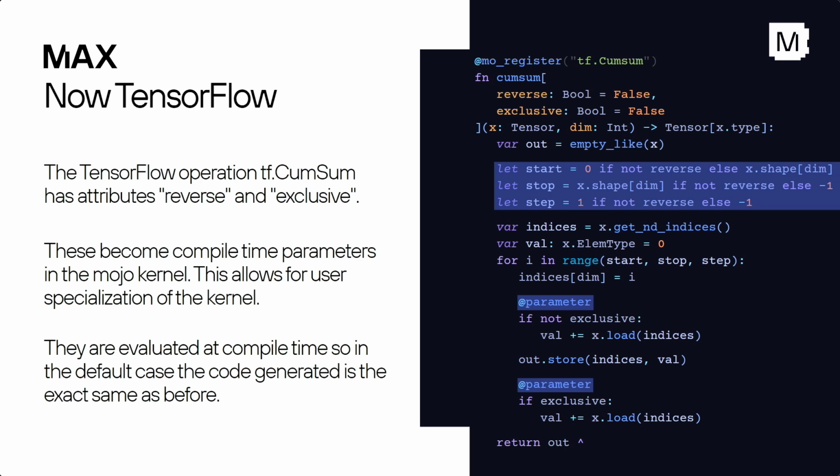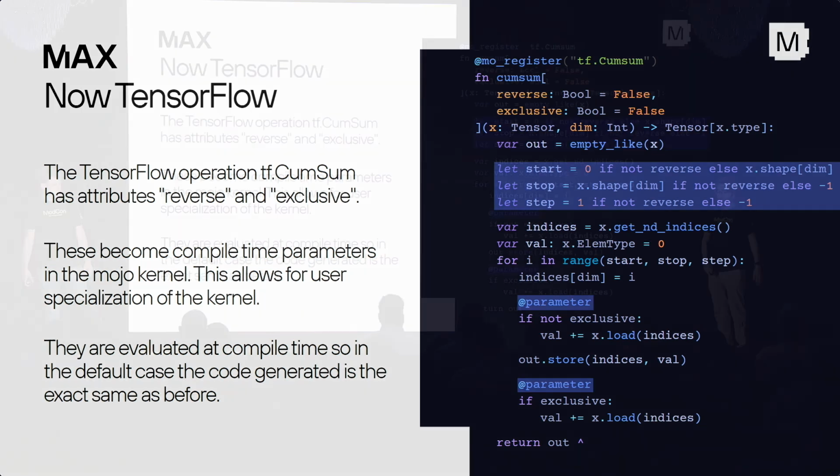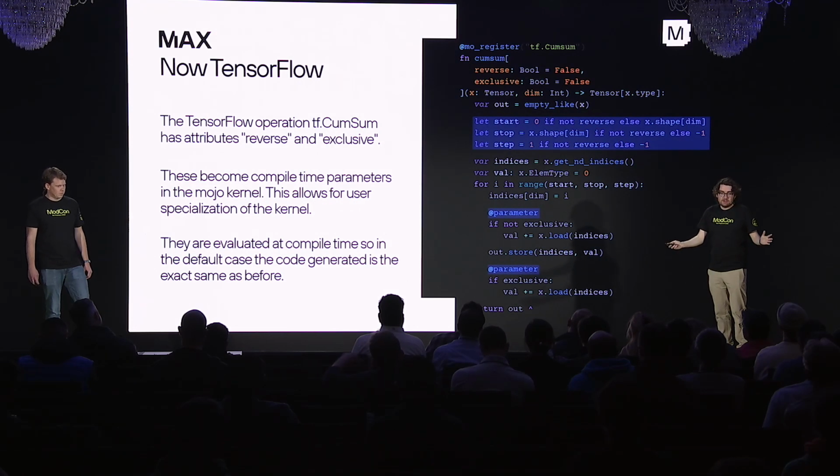And those are what TensorFlow calls attributes, which means they're known at compile time. And because they're known at compile time, it means they're parameters in Mojo. So you can see at the top there, reverse bool equals false. That's just saying this is a compile time value, and it means that this all gets specialized at compile time. So you still get the same assembly for the PyTorch one because it has false and false. But if you specialize the TensorFlow one, you'll then get the specialized kernel for true and true, or true and false, whatever. And it's all validated at compile time.